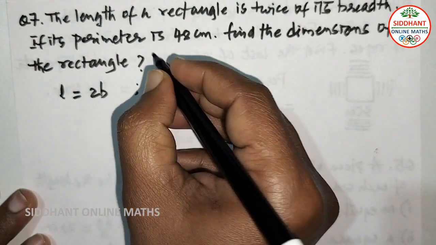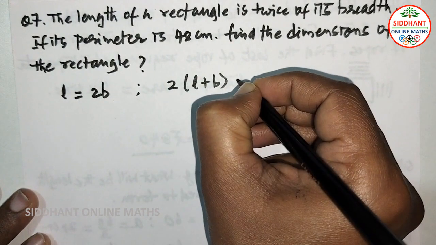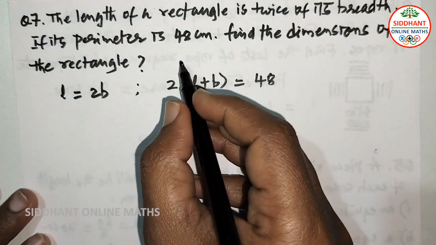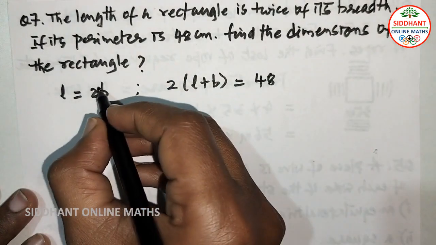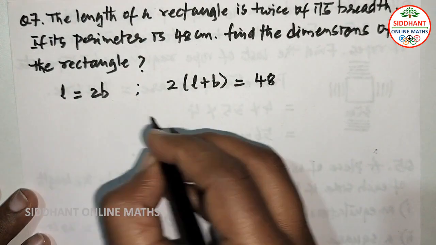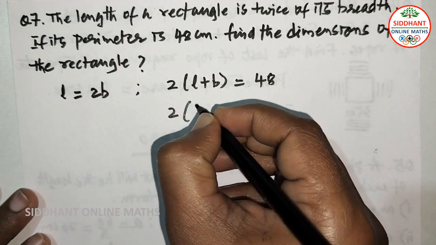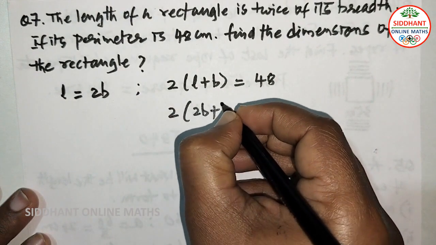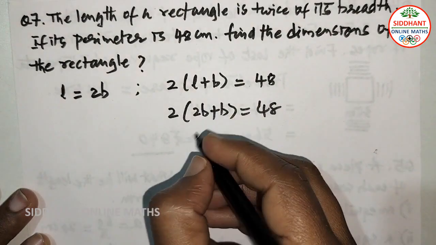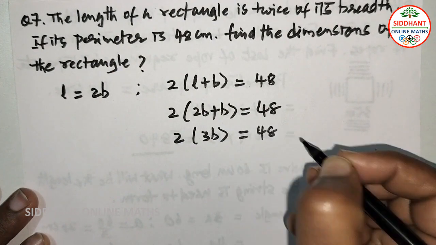So perimeter means perimeter of a rectangle. Formula 2 into L plus B. That will be how much? 48 centimeters, which is the given data. Now we are going to find the dimensions of the rectangle. We know that L is equal to 2b, so we substitute the value in this formula: 2 into 2b plus b is equal to 48.